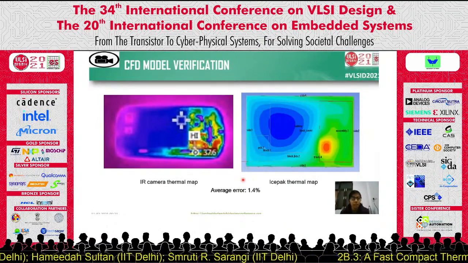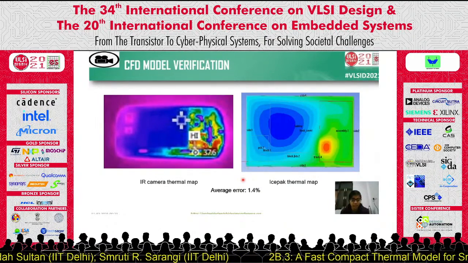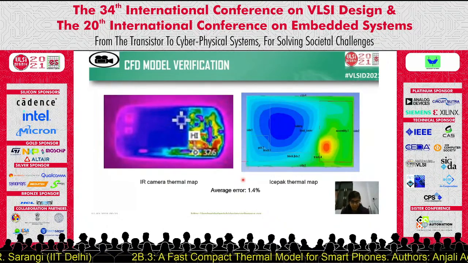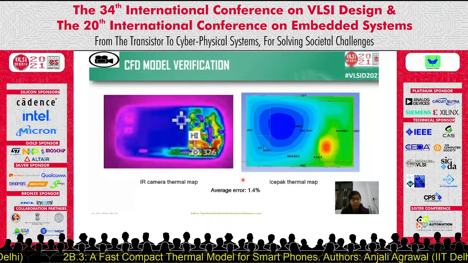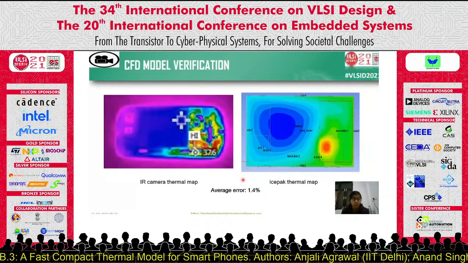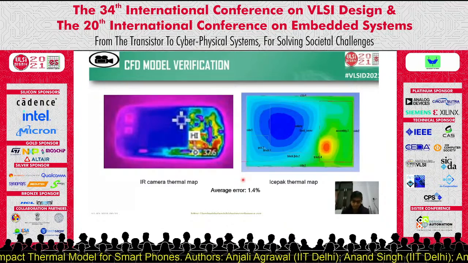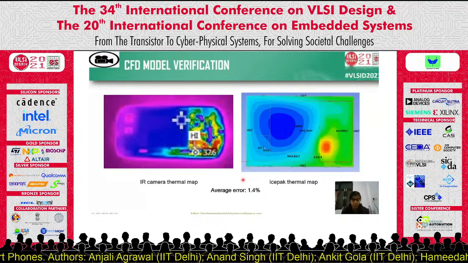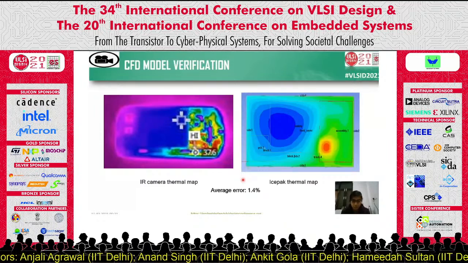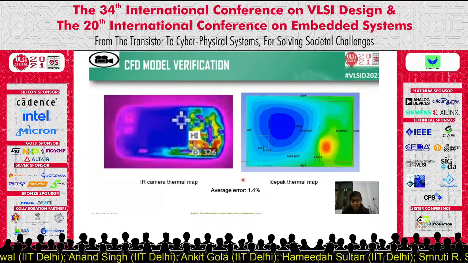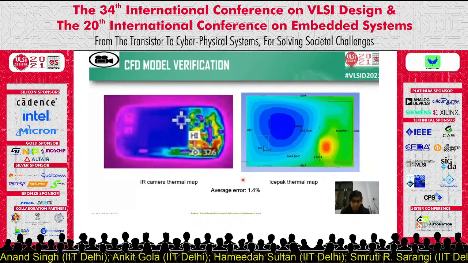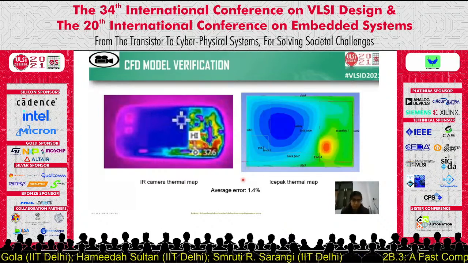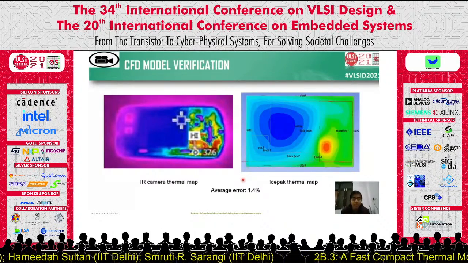So now coming to the CFD model verification. We have created CFD models for three devices: the Samsung Galaxy S3, the Lava Iris X1, and the Lenovo ThinkPad. To validate it, we first extract the power values from the IR camera images, and then we apply the same power values to our ICEPAK models, and then we compare the thermal map generated from ICEPAK against the IR camera thermal maps.